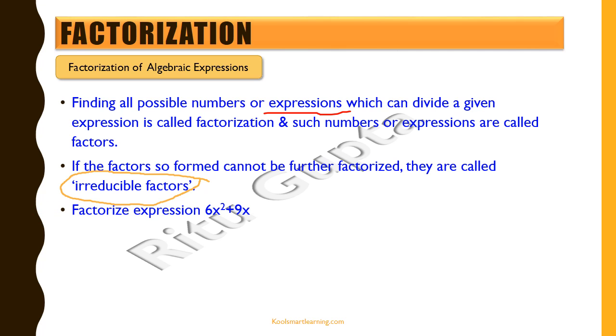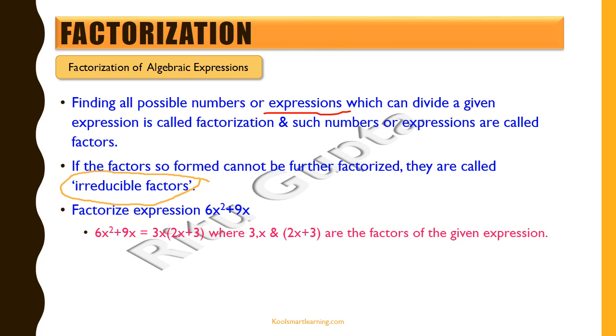Now let's try to see how do we factorize an expression 6x square plus 9x. Now here we clearly see that 3 is a common factor in both the terms, and similarly x is also another common factor in the two terms of this expression. So we take out 3x and the remaining part 2x plus 3 remains inside the bracket. So 3x gets multiplied by 2x plus 3. Now here we say that the factors of this expression are 3x and 2x plus 3.